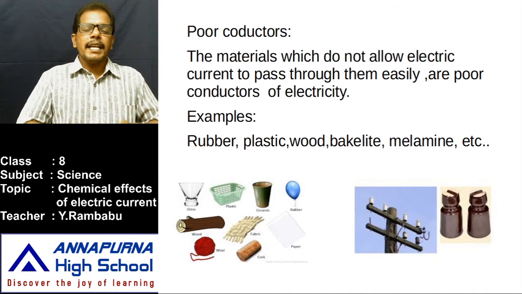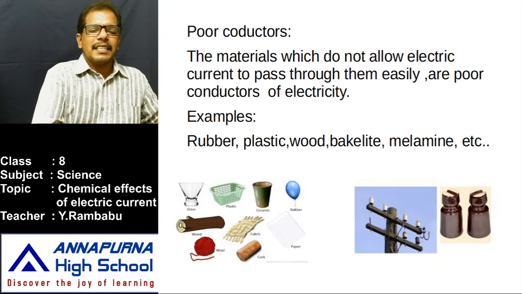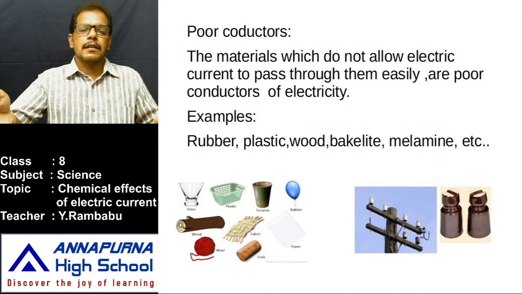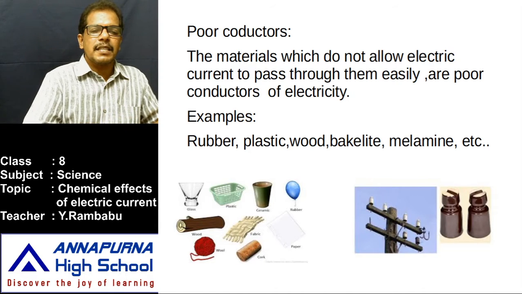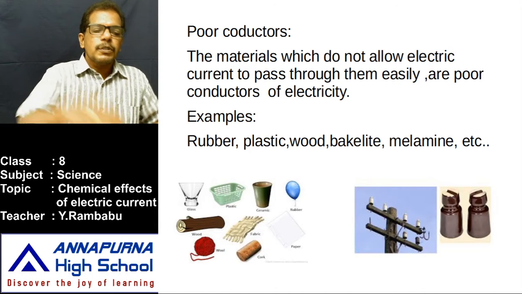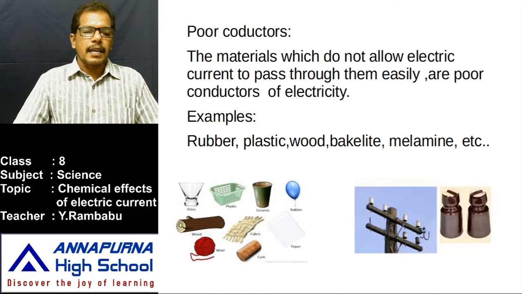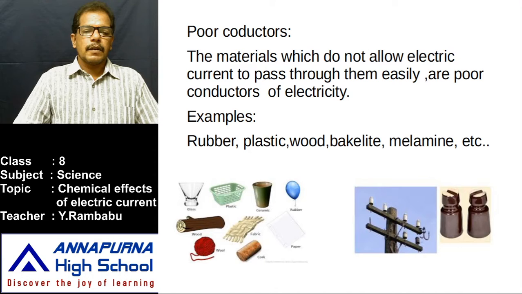That's why there is a need to cover all these conducting metals or electrical and electronic devices with other substances through which electricity doesn't pass. Those are glass, plastic, ceramic, rubber, wood, wool, fabrics, and the electrical switches are also made with a substance, melamine.